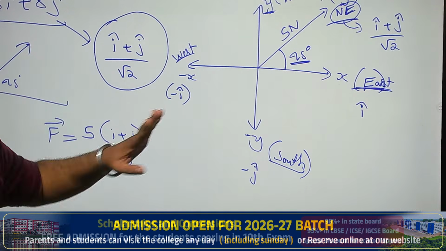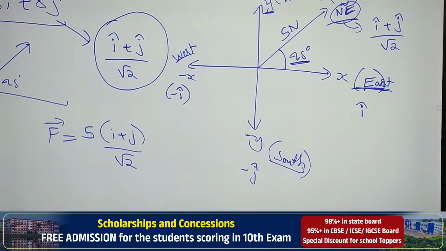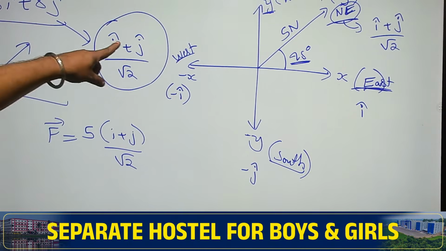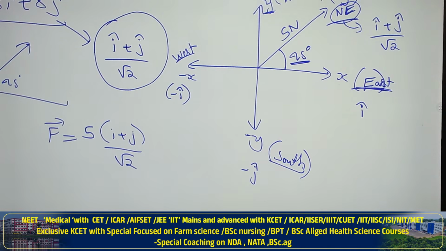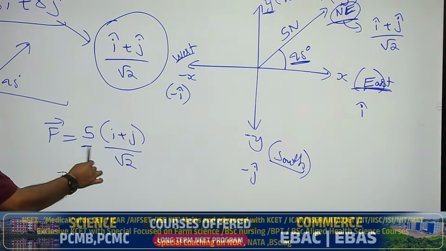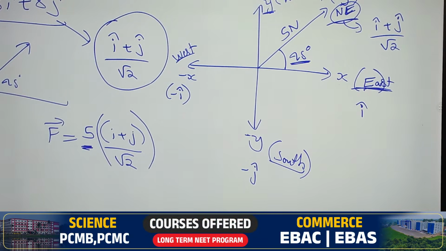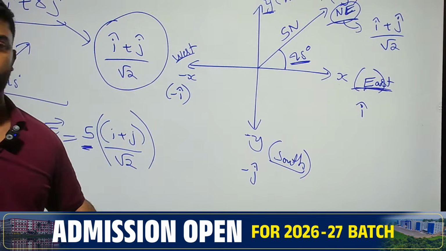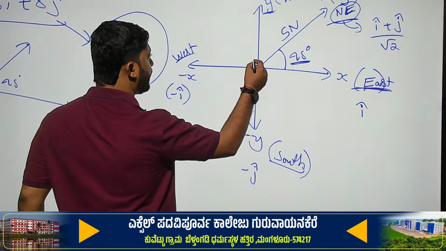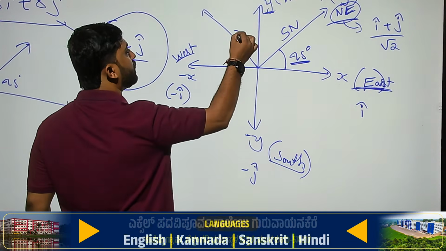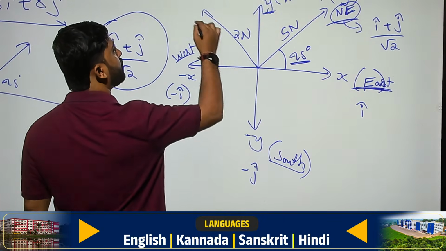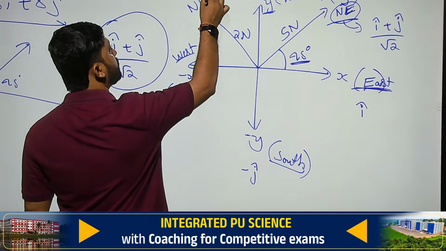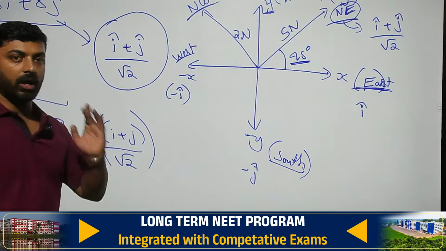In this diagram, I have drawn a 5 Newton force which makes an angle 45 degree. If the magnitude is given, the force is written as magnitude into direction. The direction is the unit vector. Now, look at here. I have 2 Newton which is in northwest. How to represent this?